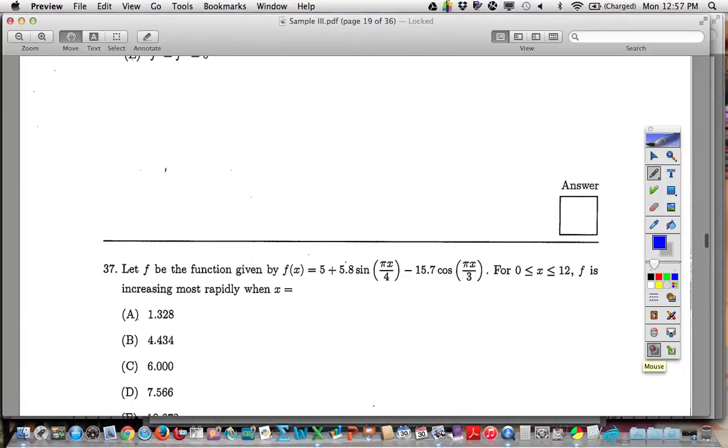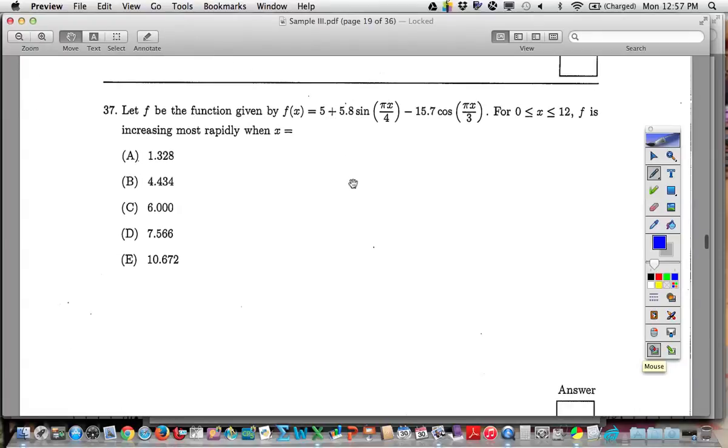All right, let me see. I thought there was another one here. Yeah, this one right here. 37. Not a hard one necessarily, especially when you got your calculators. It's this messy looking function. But it says f is increasing most rapidly.